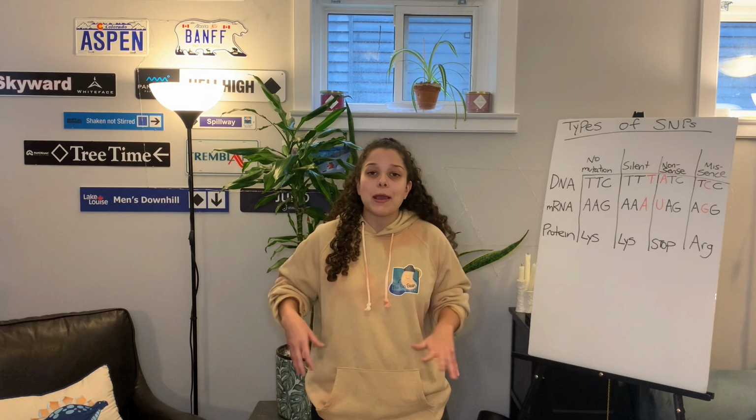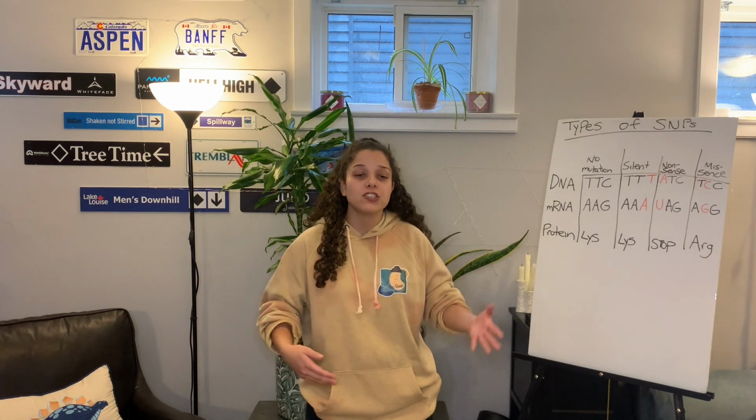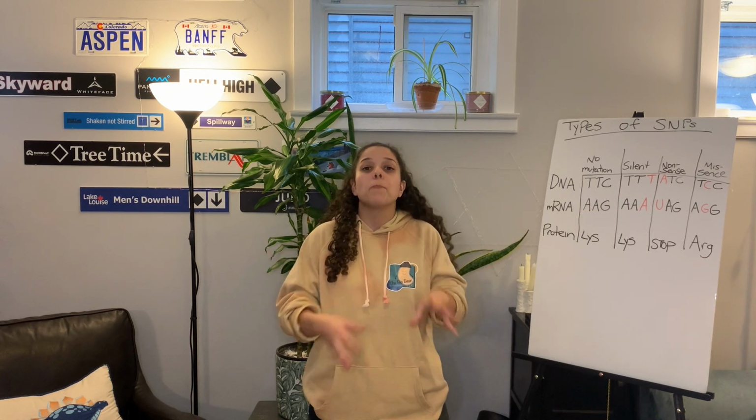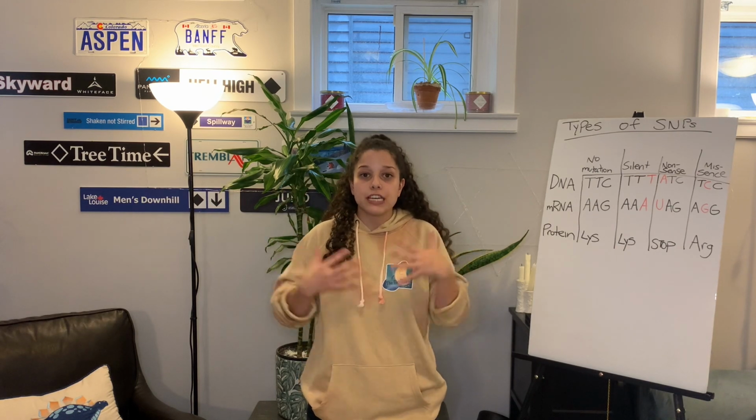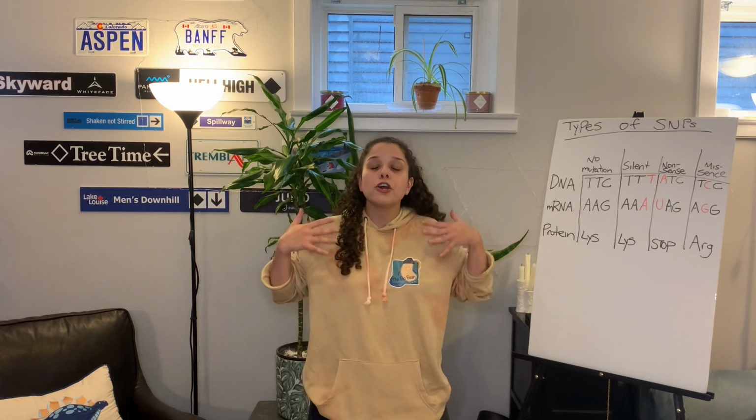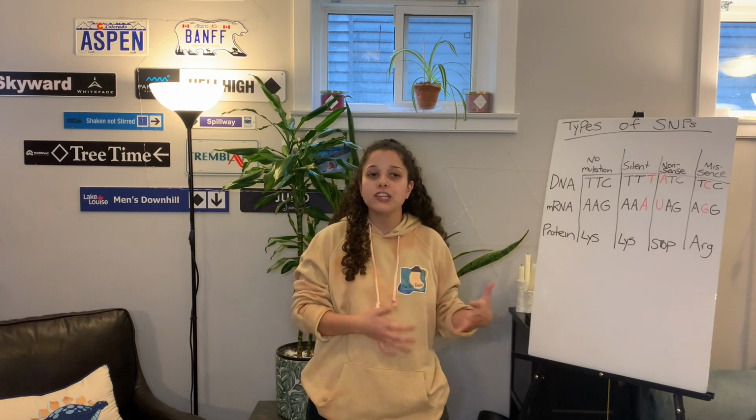So we call this a missense mutation because it took what should have been a lysine and it changed it into an arginine. So it's going to just put the wrong base, like a misstep in the translation process. So those are our three types of point mutations or SNPs.